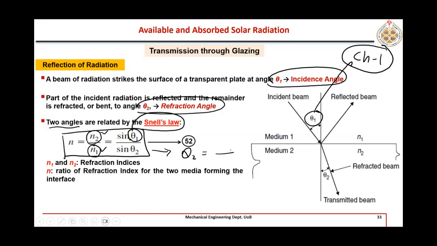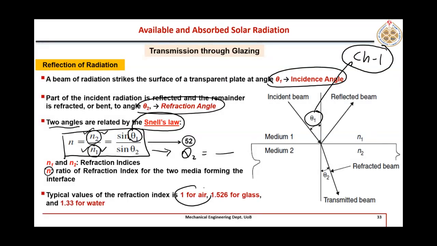Okay, N is clear. This simple N is just the ratio of these two refractive indexes. Refractive index for air is about 1, for glass is 1.526, and for water it is 1.33.